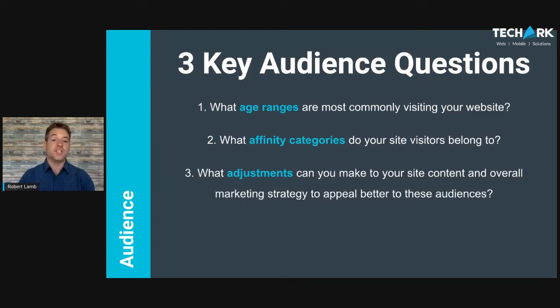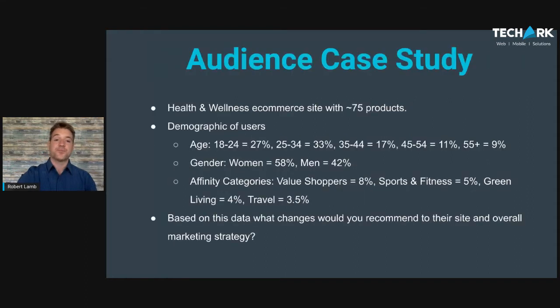And then finally, what adjustments can you make to your site content and overall marketing strategy to better appeal to these audiences? So again, these 3 questions: what age ranges are visiting my site? What affinity categories do users belong to that are visiting my site? And what adjustments can I make to my site and my overall marketing mix based on what the answers to number 1 and 2 are? If you ask these questions in your analytics account today, I guarantee you will find some actionable items that can help you improve your overall website experience for your users. And again, ultimately help you use your website to generate more conversions for your business.